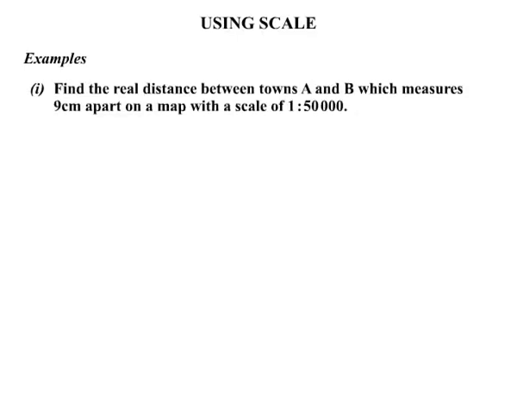Let's look at doing now some examples. Question 1. Find the real distance between towns A and B which measures 9 centimetres apart on a map with a scale of 1 to 50,000. So we can see here the scale factor is 50,000. So the real distance, well, it's 9 centimetres on the map, so we write equals 9 centimetres to start with, then we multiply by that factor. So we multiply by 50,000. And calculating that, we get 450,000 centimetres.